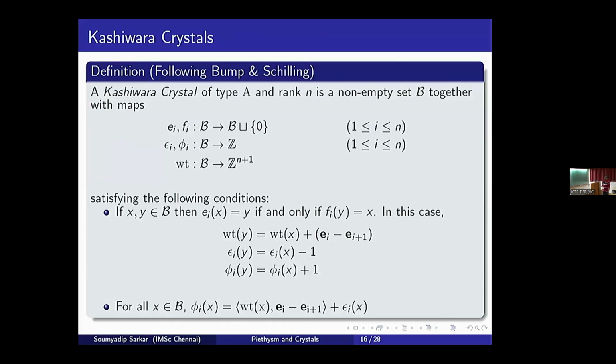And then when you apply e_i, your epsilon_i decreases and phi_i increases. So you can think of epsilon_i and phi_i as how many times you can apply e_i and f_i on a simple finite dimensional module. And there is one more relation between phi_i and epsilon_i. The difference of phi_i and epsilon_i has to be equal to the inner product of the weight of x with the i-th simple root.